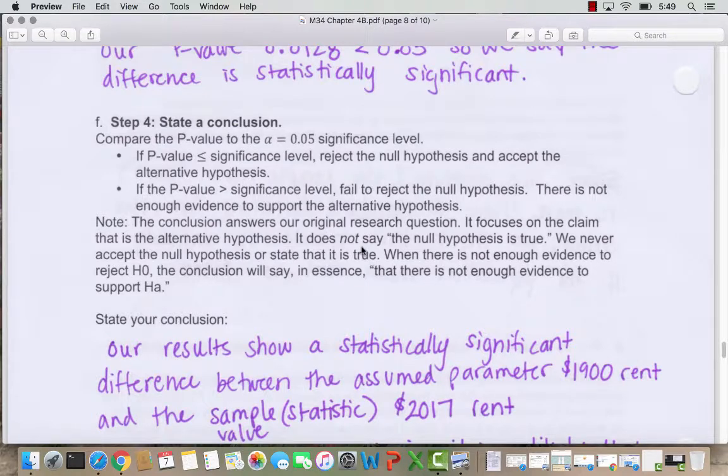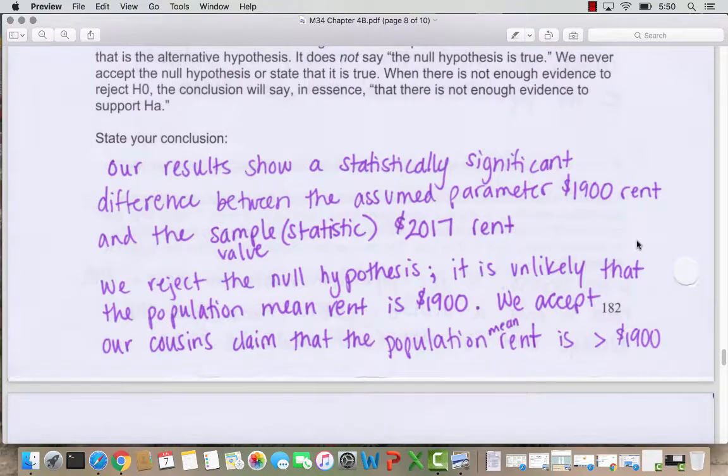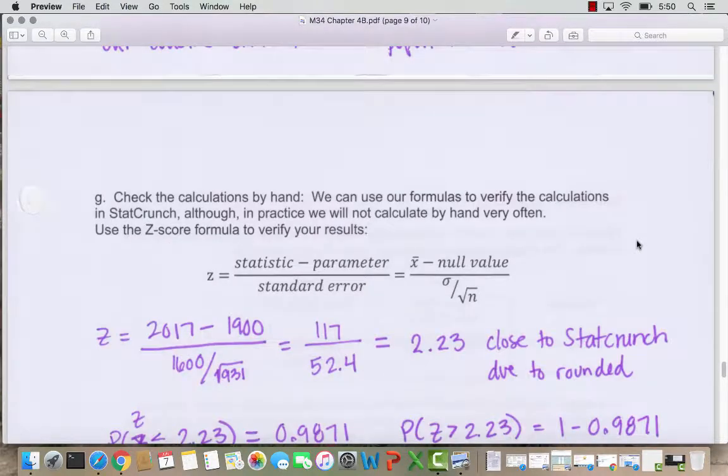And I put a note here, it does not say the null hypothesis is true. So let's state our conclusion. Our results show a statistically significant difference between the assumed parameter, $1,900 rent, and the sample statistic, $2,017 rent. We reject the null hypothesis. It is unlikely that the population mean rent is $1,900. We accept our cousin's claim that the population mean rent is greater than $1,900 per month.